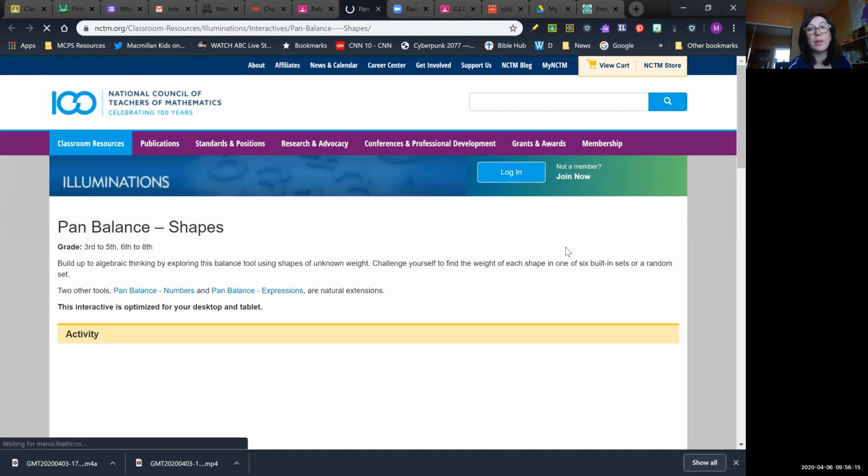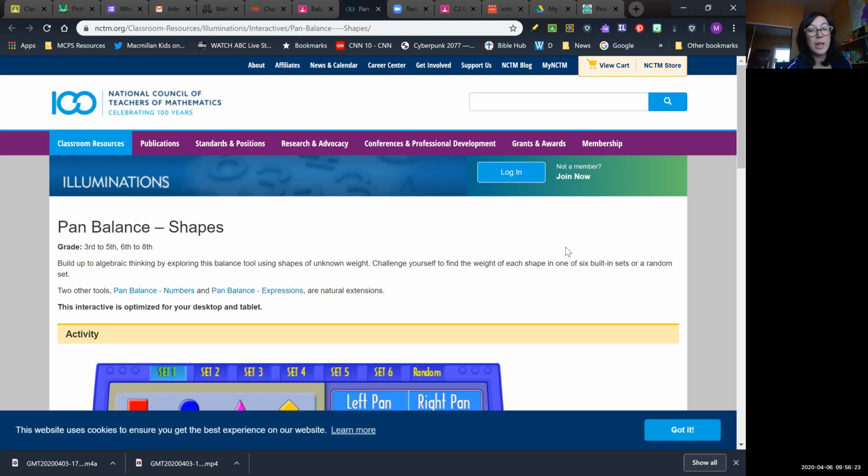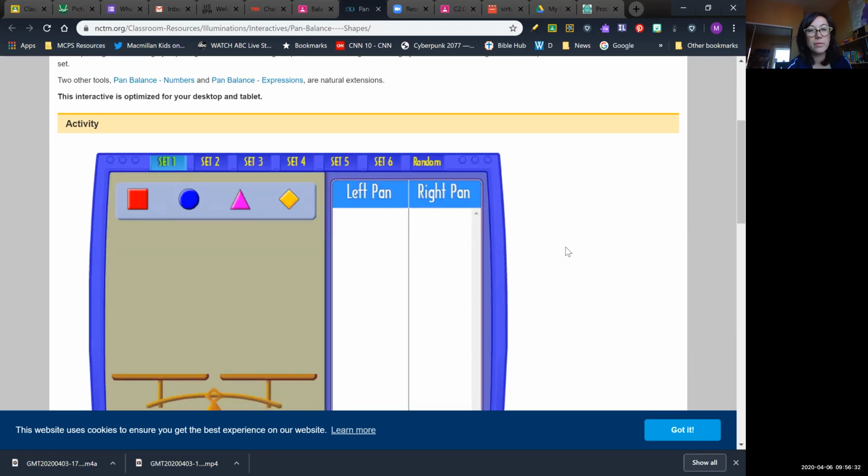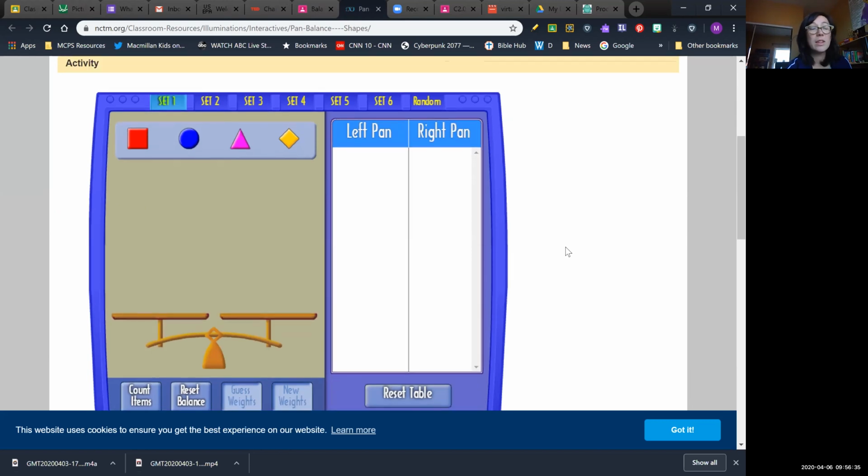All right. This activity, the objective is to build up to algebraic thinking by exploring the balance tool using shapes of unknown weight. Challenge yourself to find the weight of each shape in one of 6 built-in sets or a random set. This is just like the videos where we've been talking about equations as a balance or a scale where each side is equal to each other. That's what that equal sign is. Basically, you have 2 expressions, they're equal to each other.